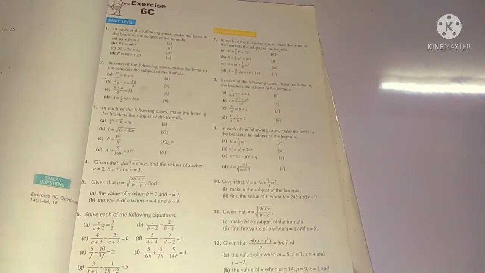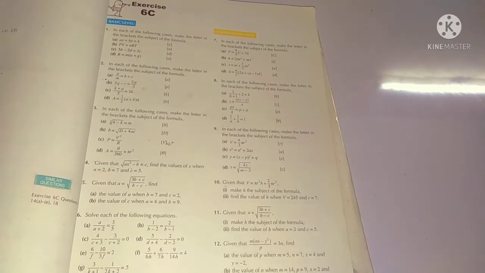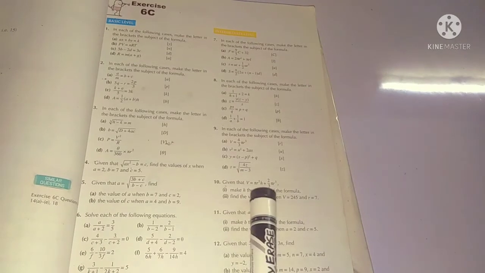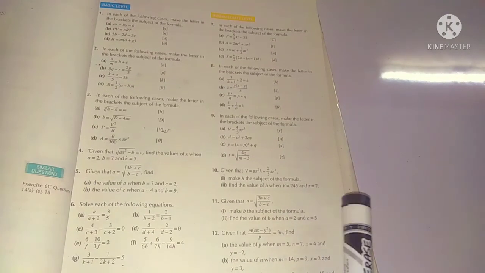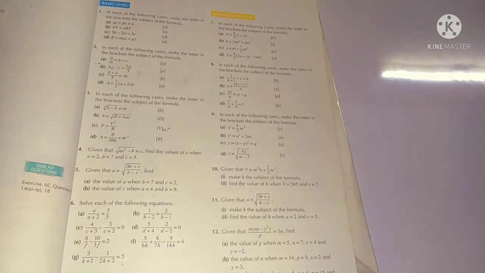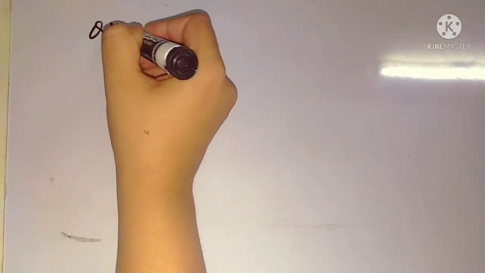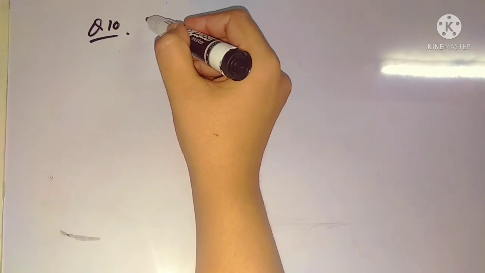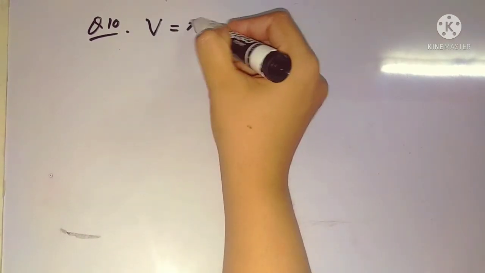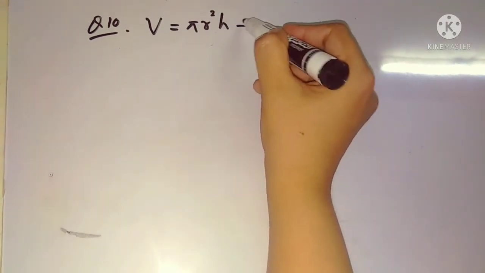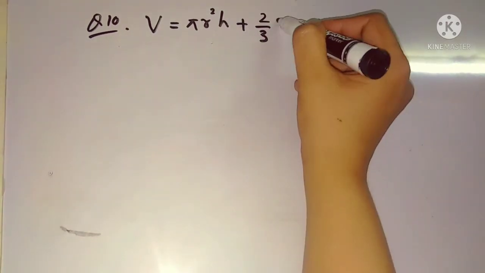Question number 10 is: given that v is equal to pi r square h plus 2 over 3 pi r cube. In part 1, it's written that make h the subject of the formula, and in part 2, find the value of h when v is equal to 245 and r is equal to 7. In part 1, first you have to make h the subject. So let's do it. The equation which is given is v is equal to pi r square h plus 2 over 3 pi r cube.